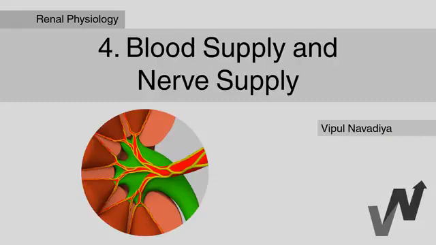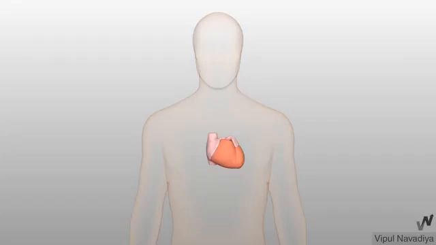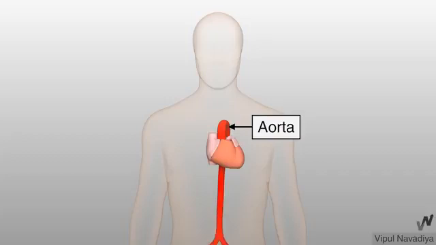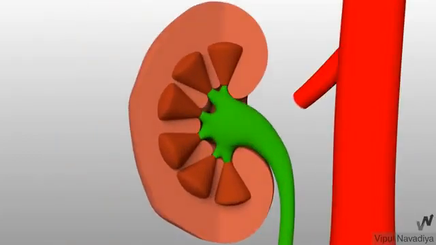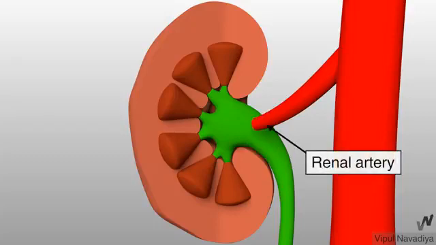In this video, we will see blood supply and nerve supply of kidney. Let's start with blood supply first. As you must be knowing, heart pumps blood into the aorta. Renal artery arises from the abdominal aorta.